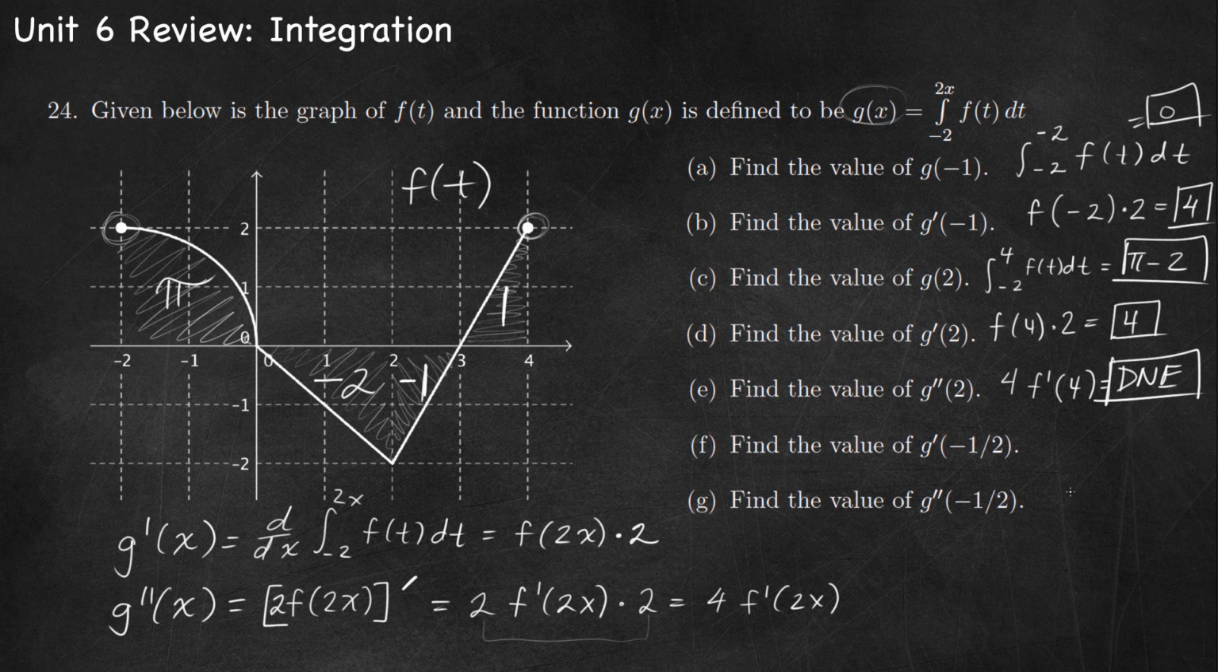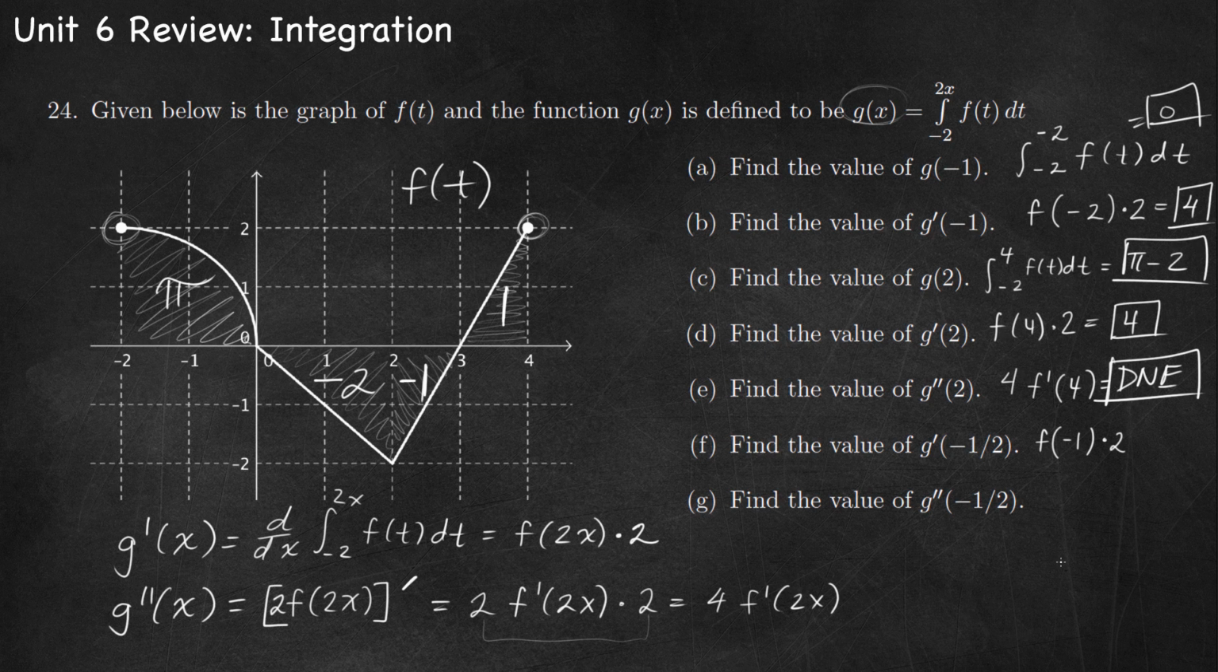Part F, find g prime of negative 1/2. So let's look at our g prime equation. That's f of 2x times 2. So g prime of negative 1/2 will be f of 2 times negative 1/2 and then times 2. F of negative 1 I can read from the graph.